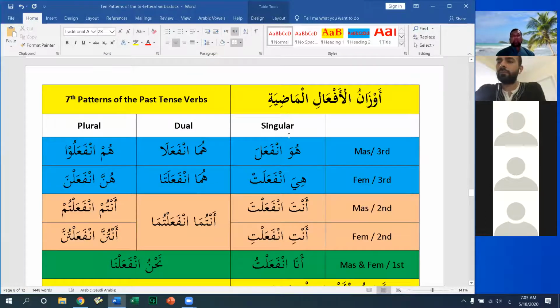Now we can stop here or we can continue, whatever you guys want. We have four more patterns of the verb. I think we stop here, we continue next time. Okay. Assalamu alaikum. Wa alaikum salam.